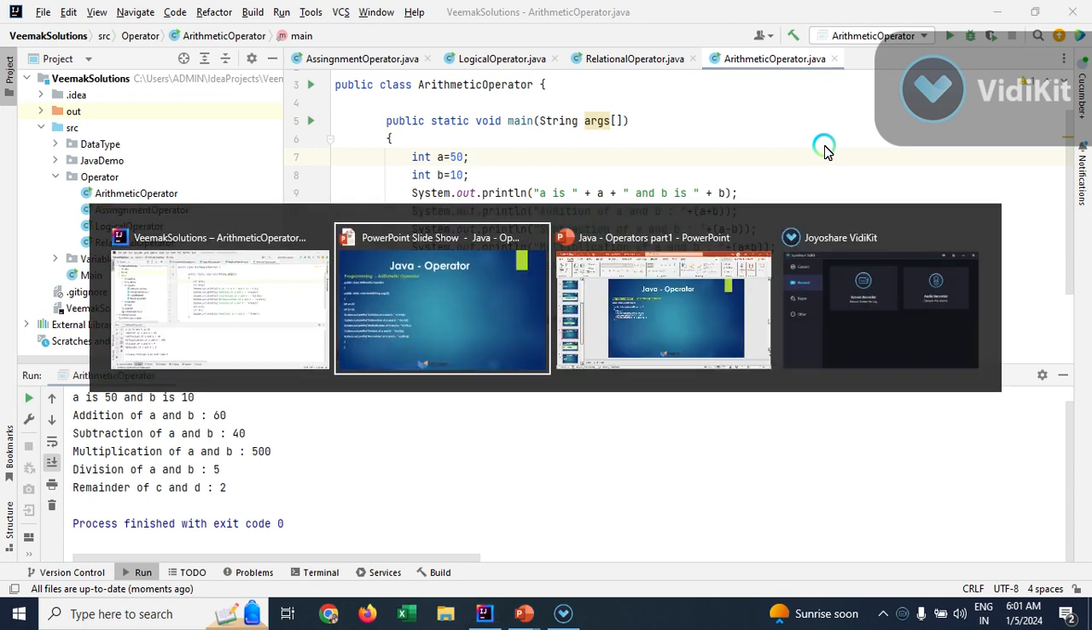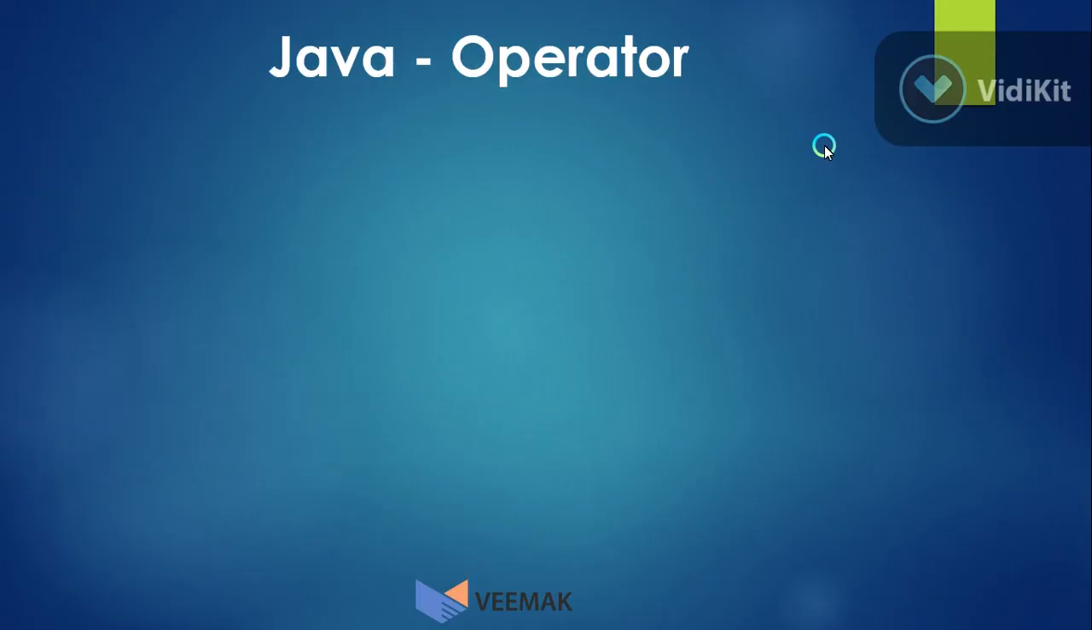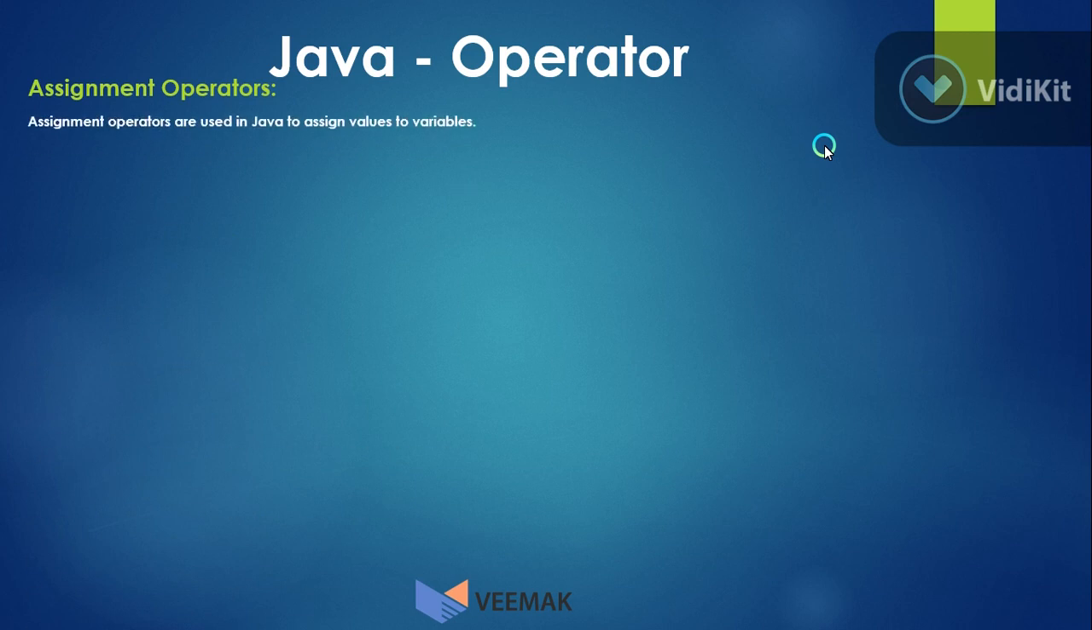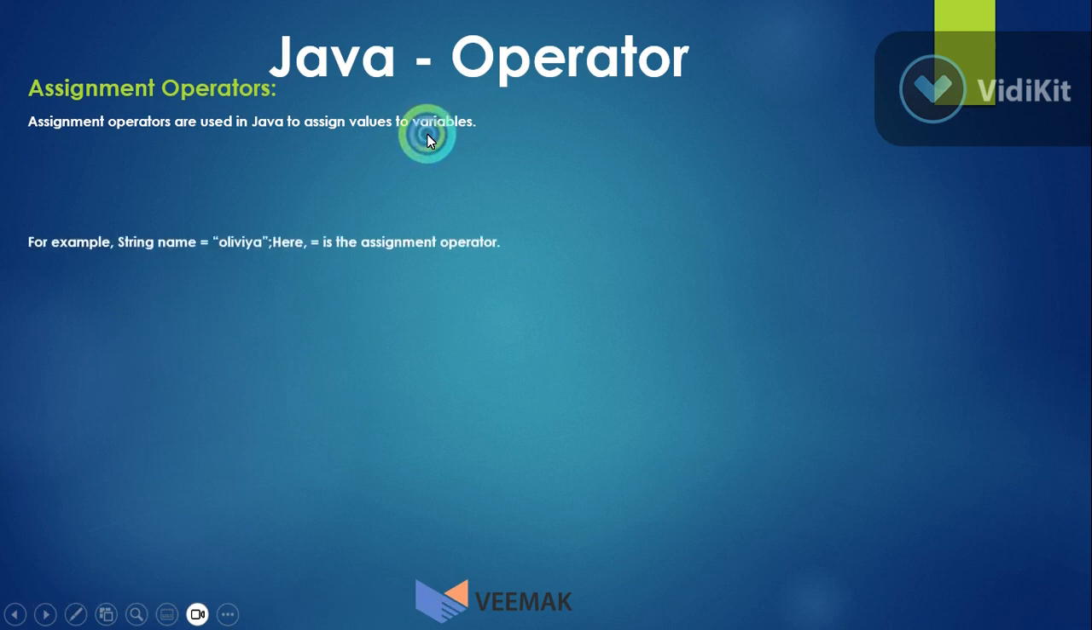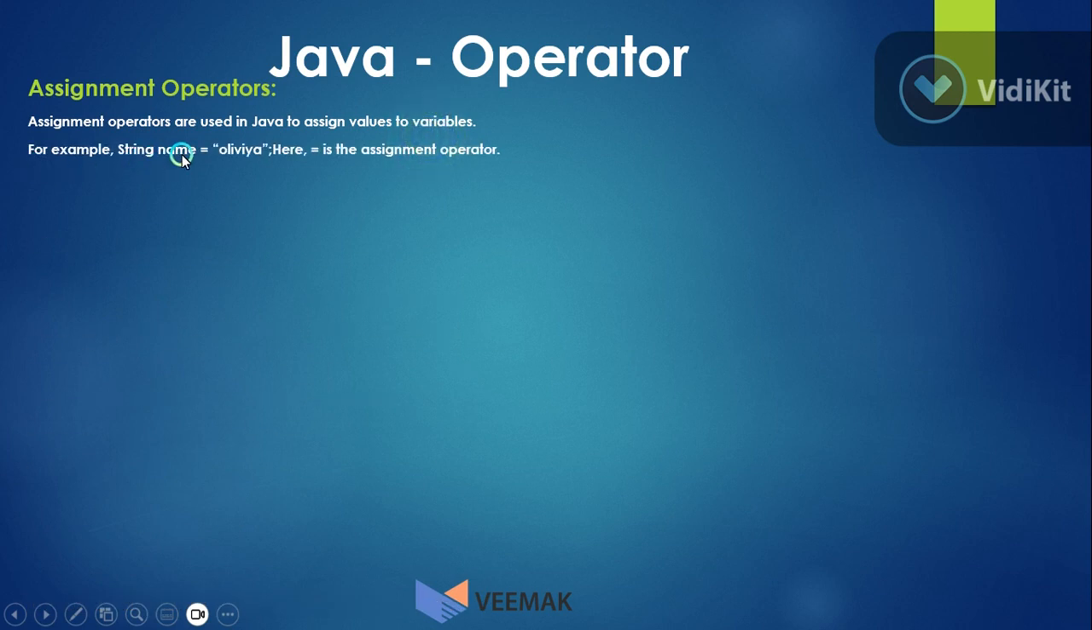Let us move to assignment operators. Assignment operators are used in Java to assign values to variables, isn't it? For example, String is a data type. name is a variable. I am assigning Olivia to the name variable. Here equal to is the assignment operator.